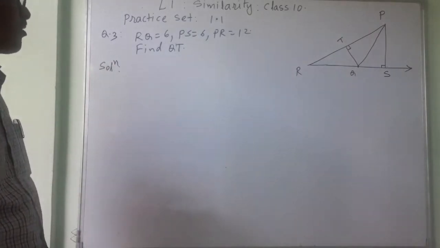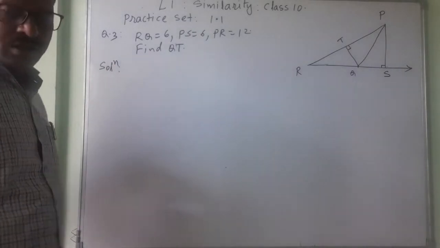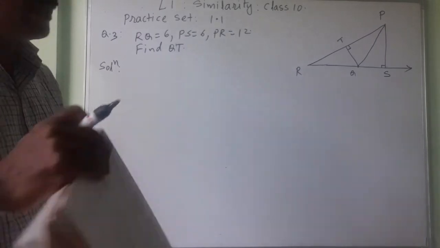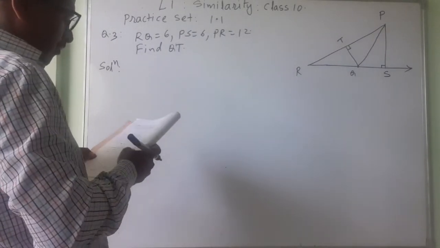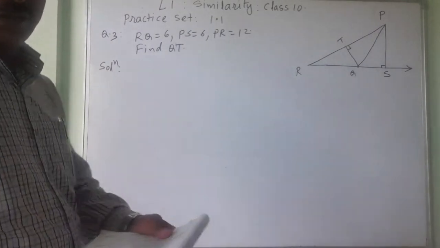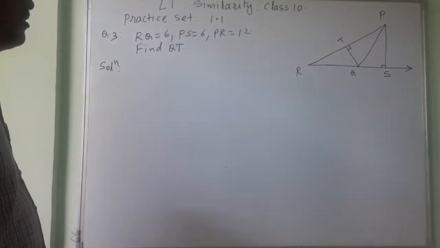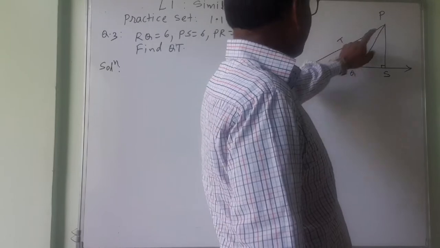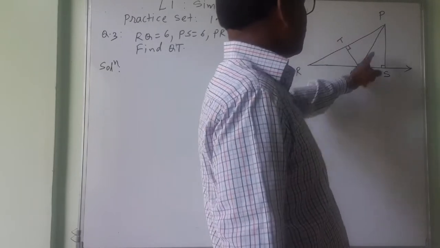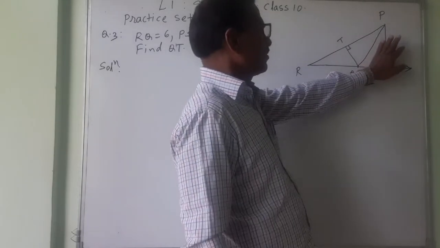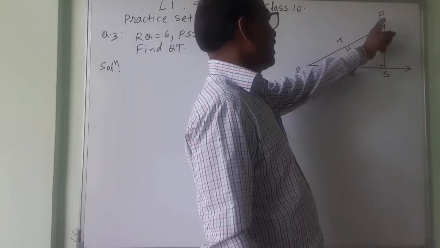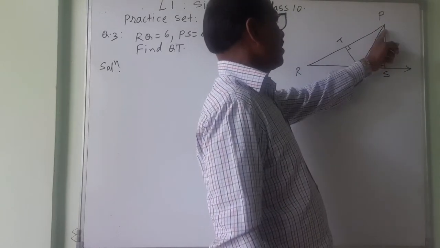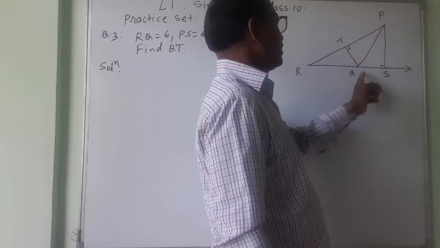First of all, we will locate this. What is asked, I have not written. Then find QT. Yes, I have written. QT is the height of triangle PRQ. See this. Triangle PRQ, for this the height is QT.